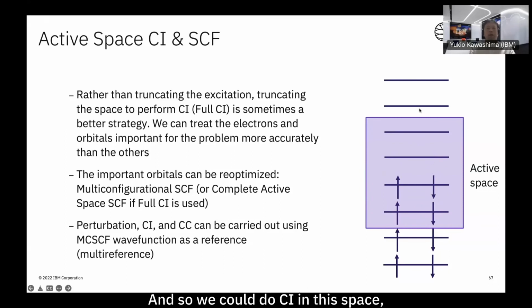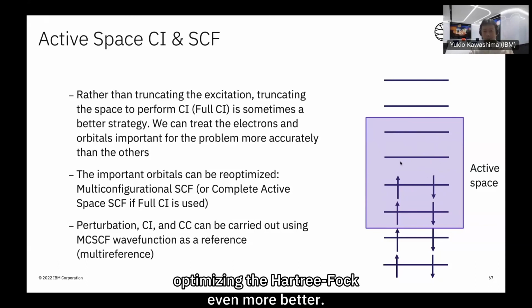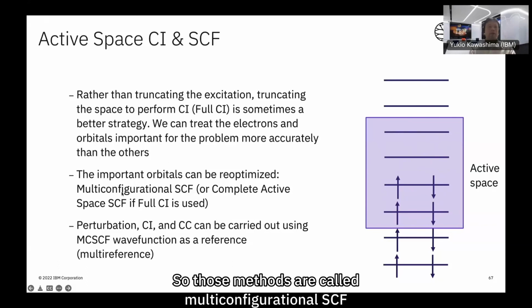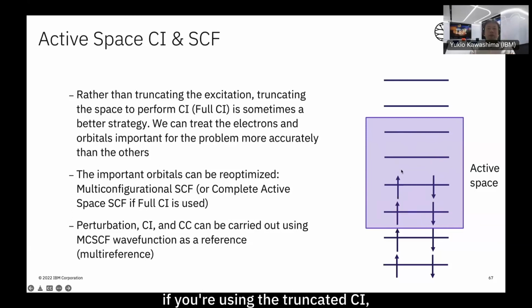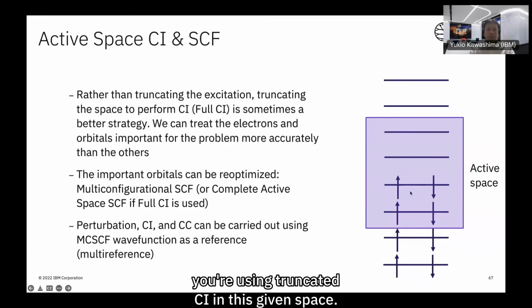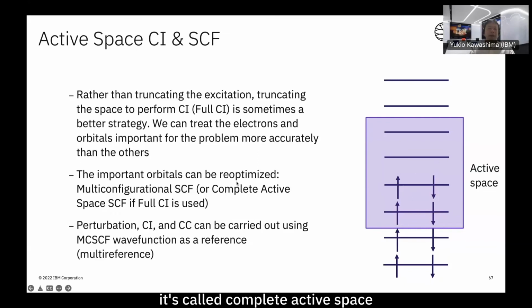And so we could do CI in this space, but not just that, we could even re-optimize the orbitals. So we can make the orbitals optimized by Hartree-Fock even better. Those methods are called multi-configurational SCF. If you're using truncated CI in this given space, that's MCSCF, and if you're doing full CI in this given space, it's called the complete active space self-consistent field method. So you could even optimize the orbitals.